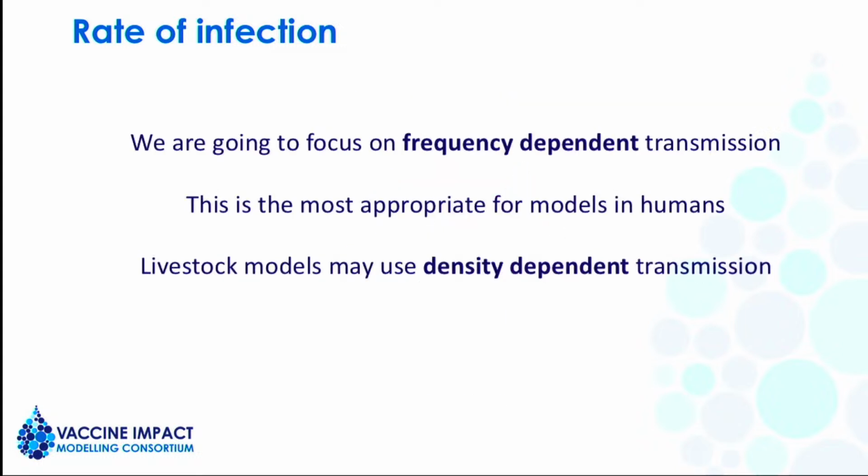So what's the link between, when we are having frequency-dependent transmission and density-dependent transmission, the beta we are defining? Is it the same thing irrespective of the type of transmission we are working with? So if you have a fixed population size, it amounts to just changing the units of beta.